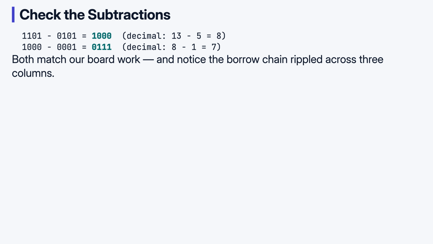Let's check both subtractions with the computer. 1101 minus 0101 is 1000. That is 13 minus 5 equals 8. And 1000 minus 0001 is 0111. That is 8 minus 1 equals 7. Both agree with our handwork. Notice how the borrow chain rippled across 3 columns, just like borrowing from a number like 1000 in decimal.